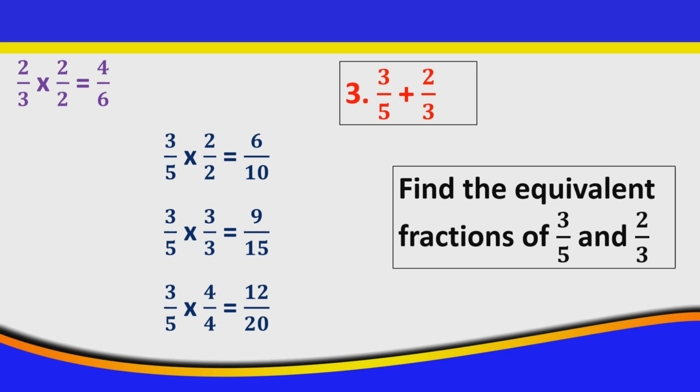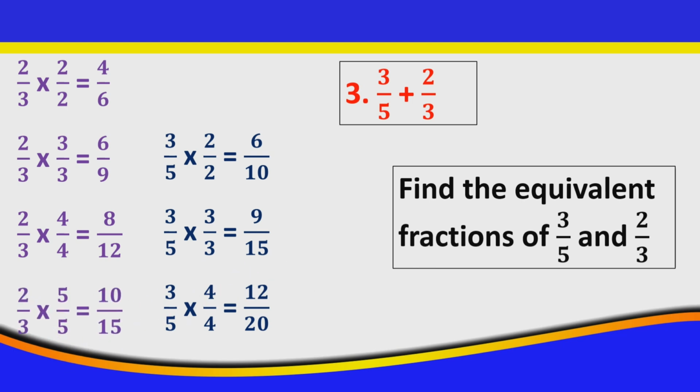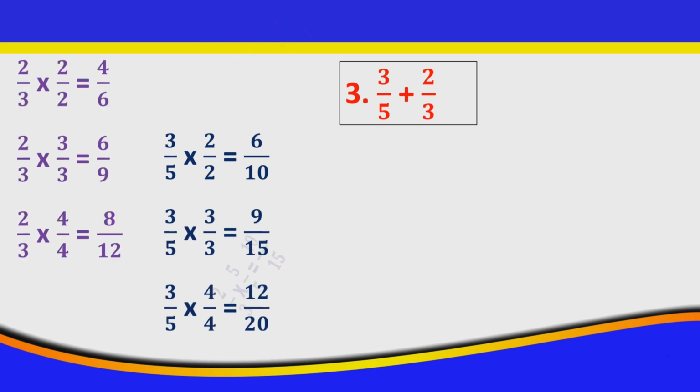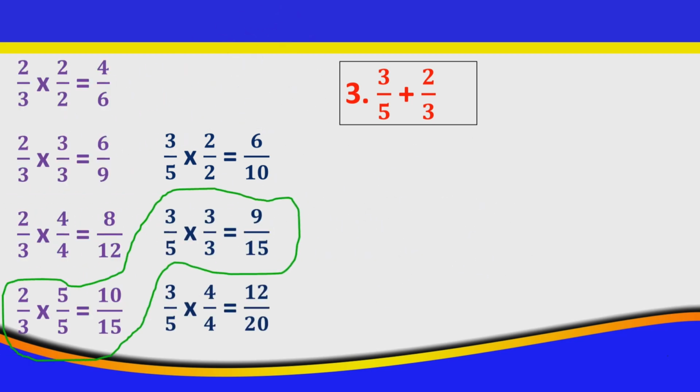How about 2/3? Multiply it by 2 over 2, you have 4 over 6. Multiply it by 3 over 3, you have 6 over 9. Multiplying it by 4 over 4, you have 8 over 12. And multiplying it by 5 over 5, you have 10 over 15. So we are done finding the equivalent fractions of 3/5 and 2/3. So these are the equivalent fractions of 3/5 and 2/3.